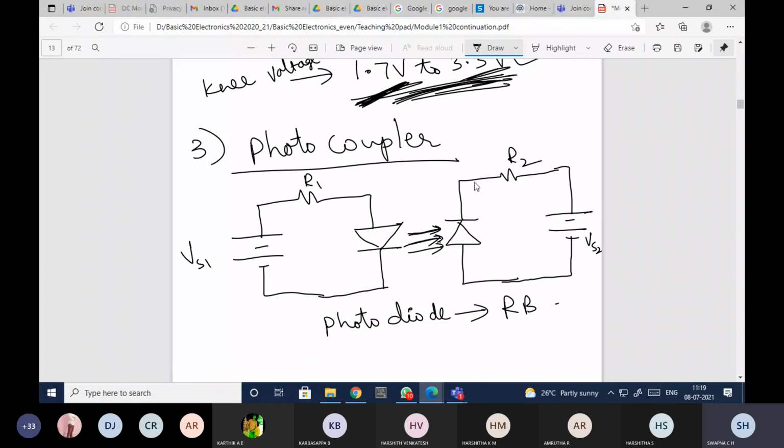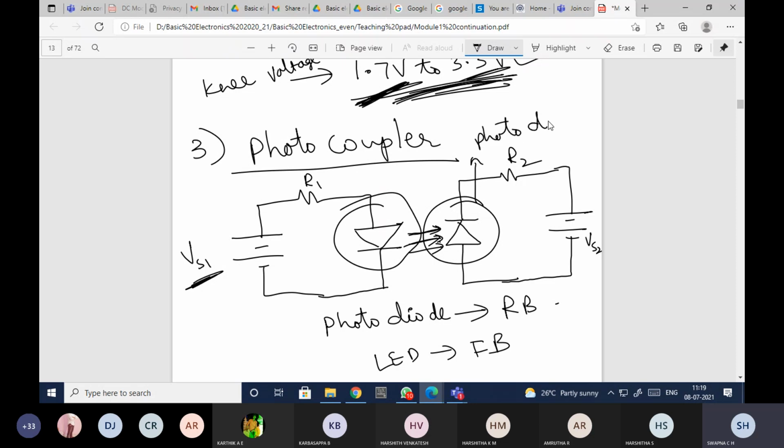So what will happen here? This is a photodiode which has to be reverse biased. Sorry, this is the LED which has to be forward biased. LED will work when it is forward biased, and this is a photodiode. This is the photodiode that will work when it is reverse biased, and this is a LED. Okay, so the light that will be emitted by this LED will fall on this photodiode, and when it is reverse biased, the current through the circuit will flow.